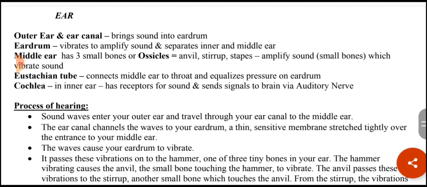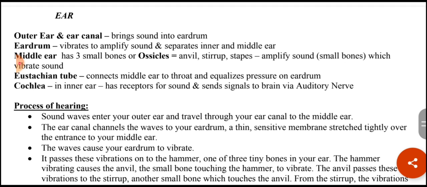The middle ear has three small bones, or ossicles, which are commonly known as the hammer, anvil, and stirrup. These amplify sound and also vibrate. Then the ear has a eustachian tube which connects the middle ear to the throat and equalizes pressure on the eardrum.